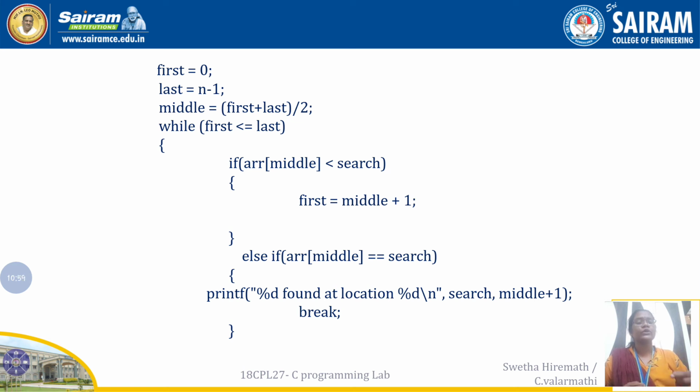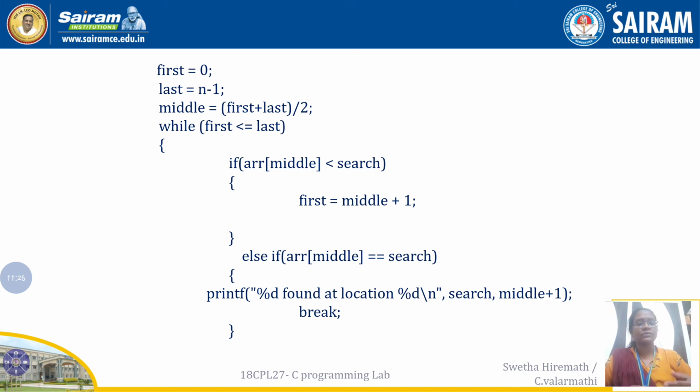Then, if first is less than or equal to last, I need to do this in a repeated way. How can we do this? Using the while loop. What is my checking condition? The first value should be less than or equal to last. That means this should be carried out until all elements are searched. For this, I have made one condition that first should be less than or equal to last.